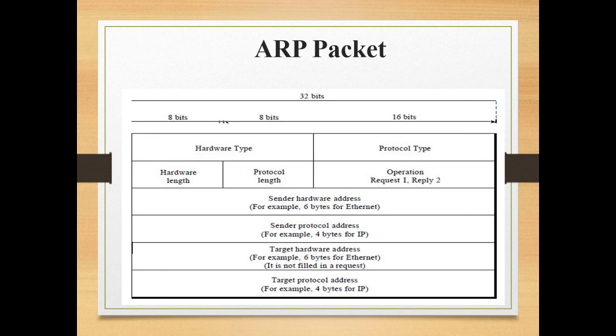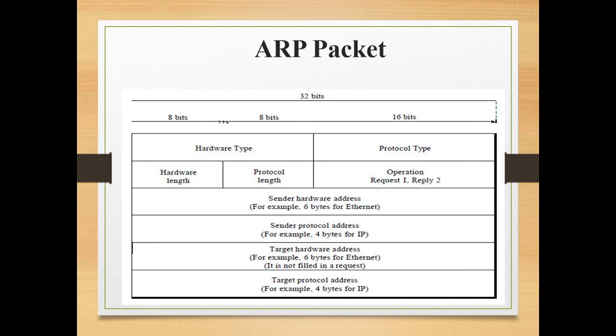If it is a request, it is represented by 1. If it is a reply, it is represented by 2. Next are the sender hardware address and sender protocol address, that means the physical address and IP address of the sender respectively.